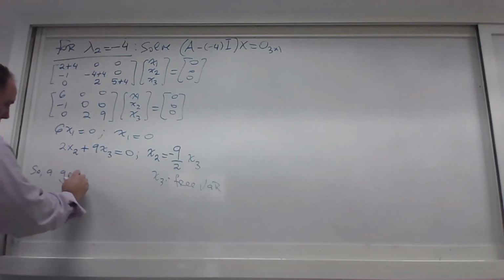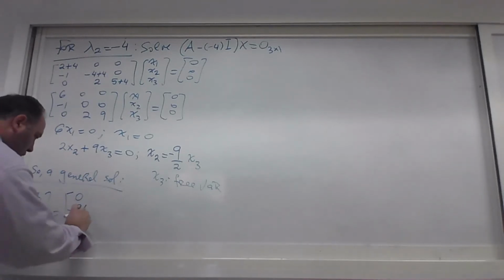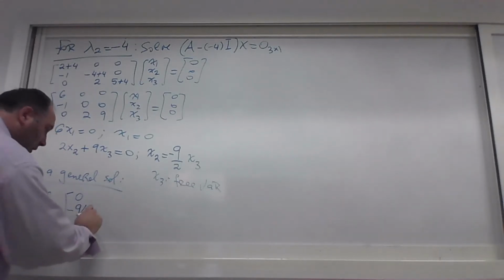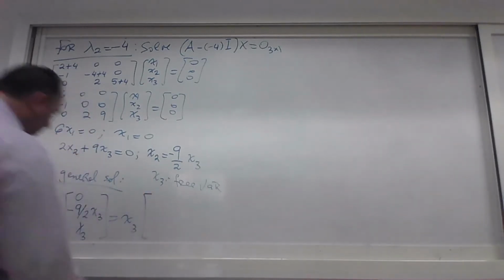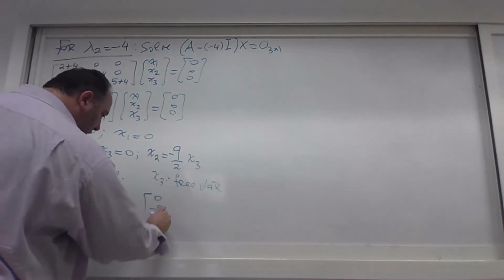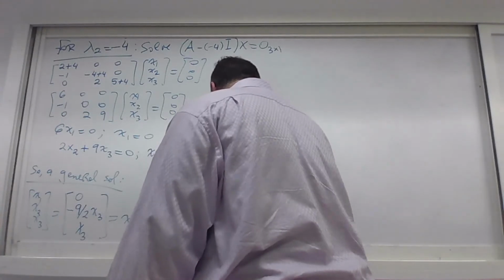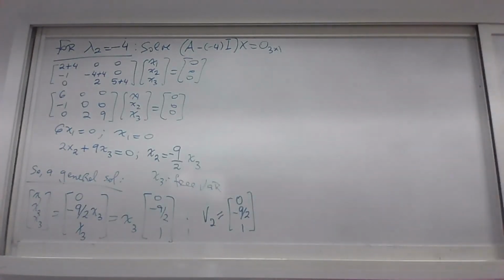So a general solution: x1, x2, x3 equal to, so x1 was 0, x2 negative 9 over 2 x3, and x3 is x3. I factor x3, so I get 0, negative 9 over 2, 1. So V2, my representative eigenvector, will be this. If you don't like fractions, you can multiply by 2.